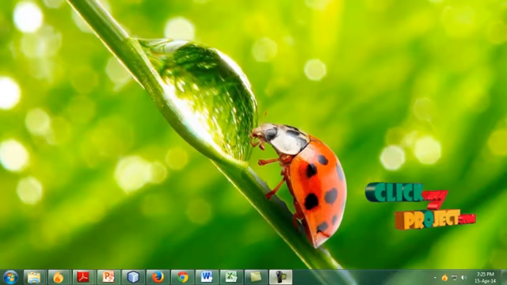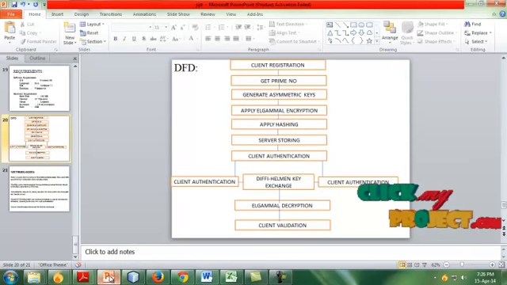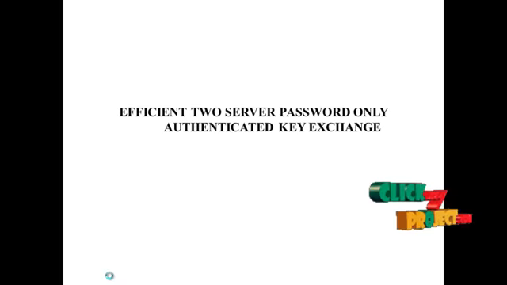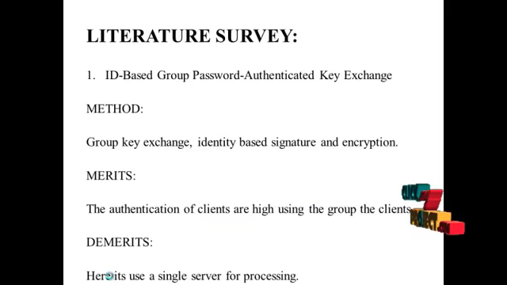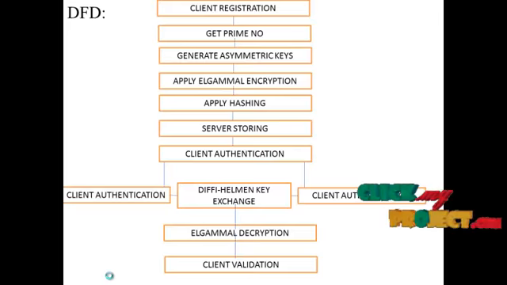Now we are going to see the data flow diagram of this project. The data flow diagram is used to explain how to develop this project and the importance of this project. Now we see the data flow diagram.